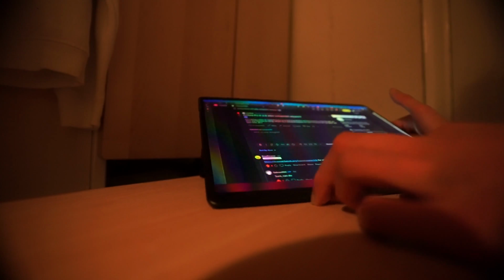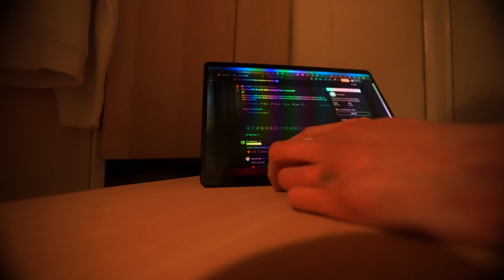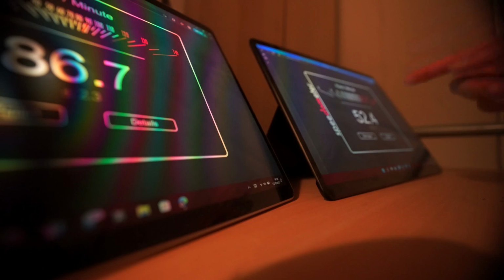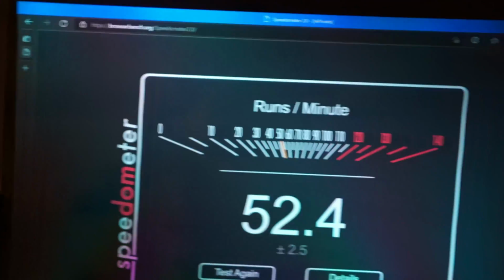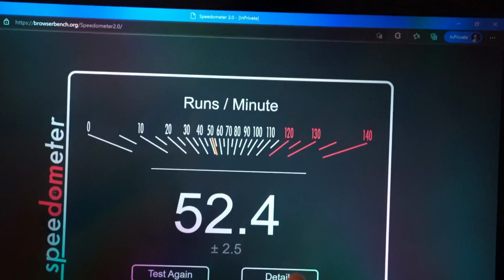Okay, so I did a question on Reddit, so people want me to do this browser test. You can see the details over here. People wanted to know the subsystem for Linux performance. So honestly, both very good. But you know you've got cellular with this. This one you don't.